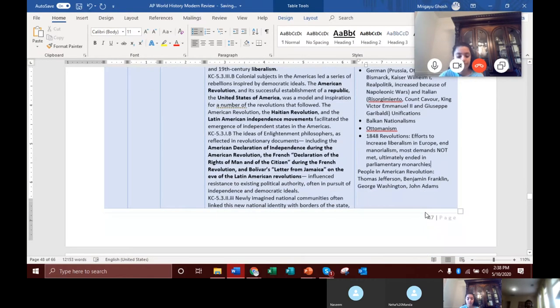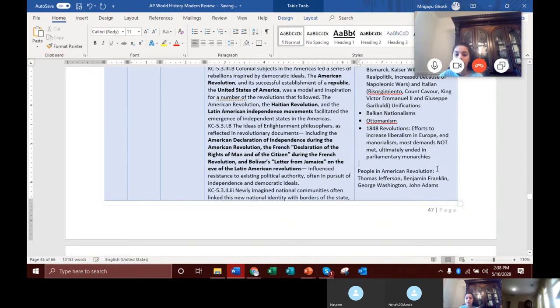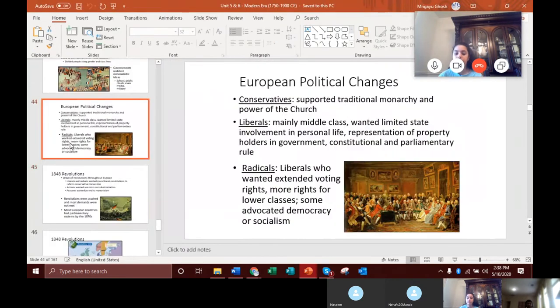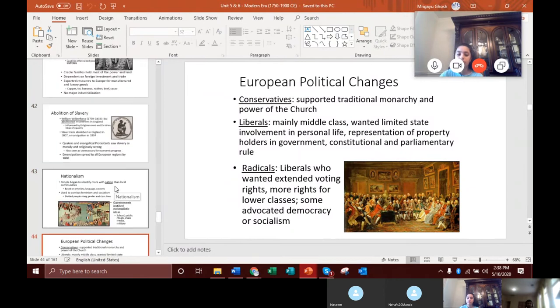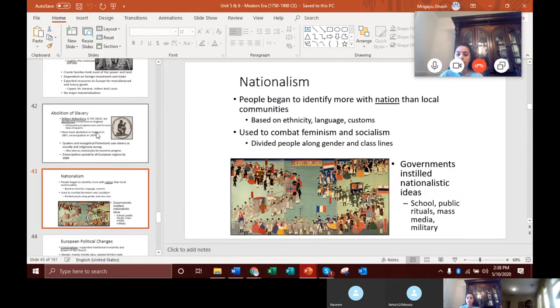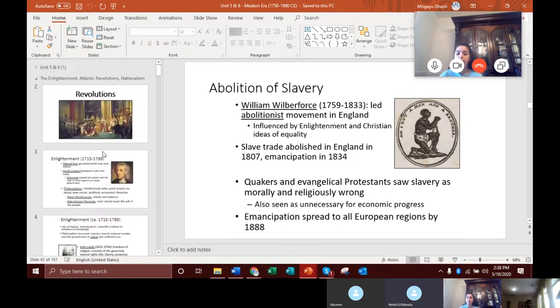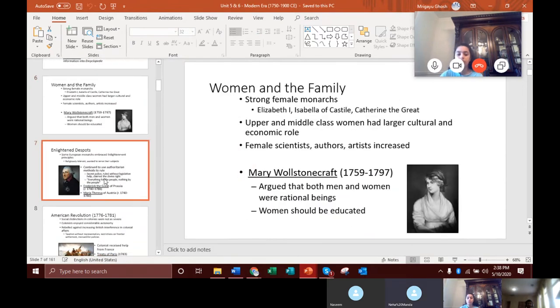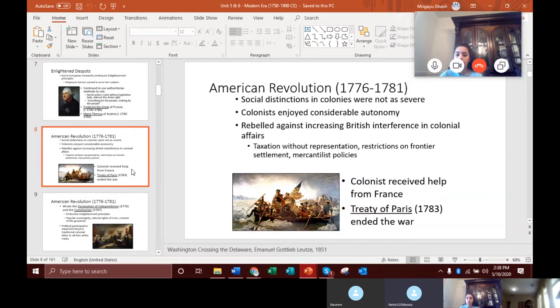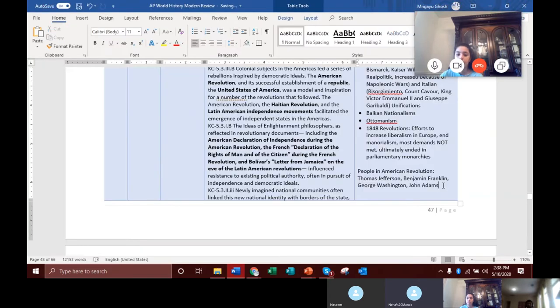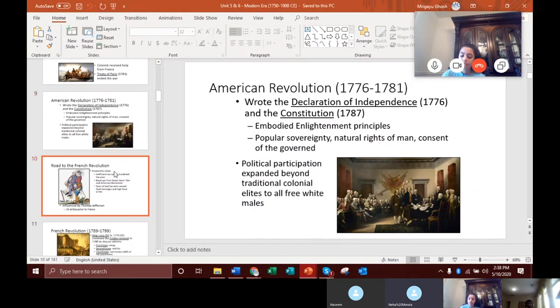And then people in the American Revolution, like we said, we have Thomas Jefferson, Benjamin Franklin, George Washington, John Adams. Anything else we need to mention from the American Revolution? No, I think that's good. I think I should mention the Treaty of Paris. Okay, ended with the Treaty of Paris. We've talked about that.